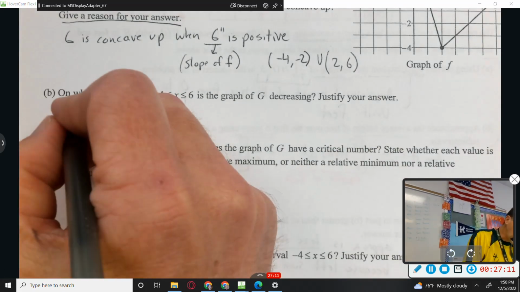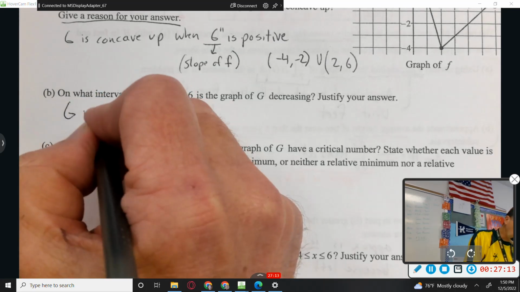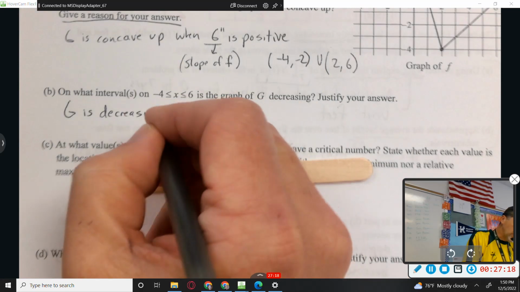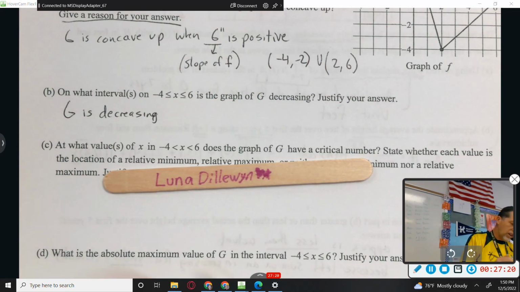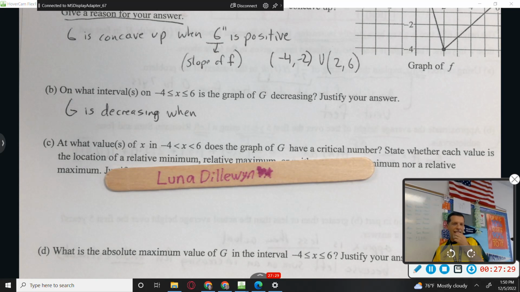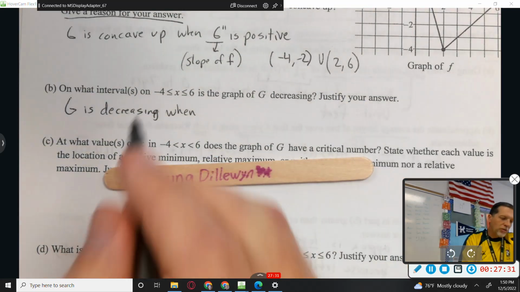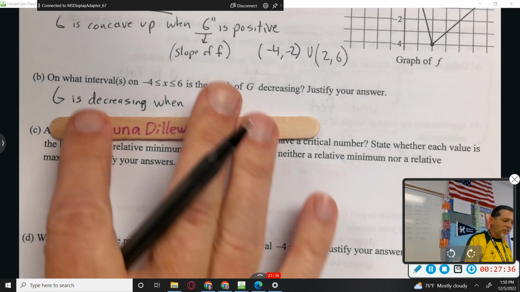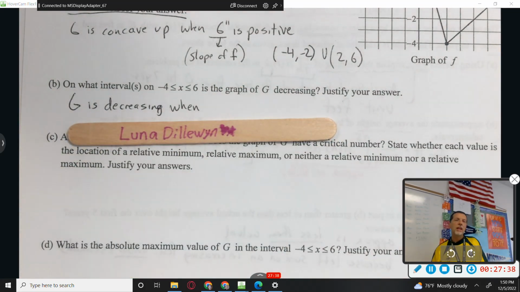On what intervals is the graph of G decreasing? Justify your answer. Justify first, I think. G is decreasing. Luna, when is G decreasing? Don't look at anything else. Just answer in terms of G first. Right, G prime is negative. Yes, when G prime is negative.